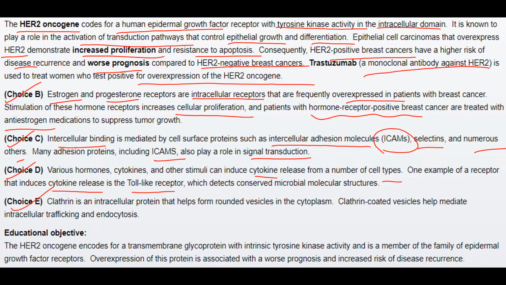In choice E, clathrin is an intracellular protein that helps form rounded vesicles in the cytoplasm. Clathrin-coated vesicles help mediate intracellular trafficking and endocytosis. In summary, the HER2 oncogene encodes for a transmembrane glycoprotein with intrinsic tyrosine kinase activity and is a member of the family of epidermal growth factor receptors. Overexpression of this protein is associated with a worse prognosis and increased risk of disease recurrence.